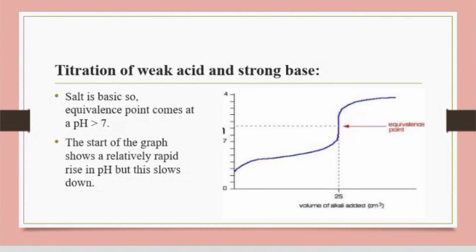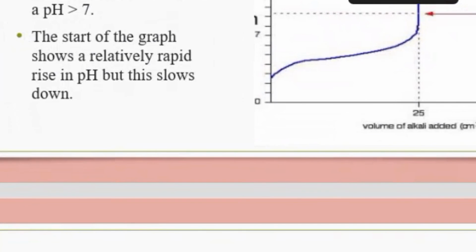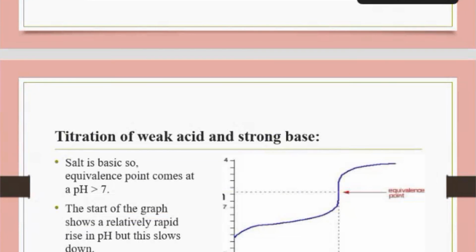Then titration of weak base and strong acid. In this, the salt formed is acidic, so the pH will be less than 7. Equivalence point comes at a pH less than 7. And as you can see in the graph, at the beginning of the curve, the pH starts by falling quite quickly as the acid is added, but the curve very soon gets less steep.